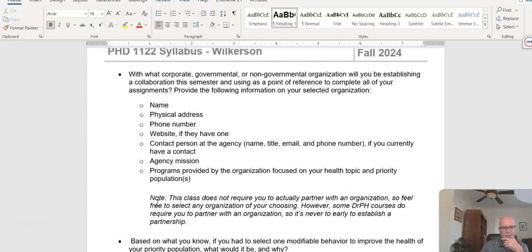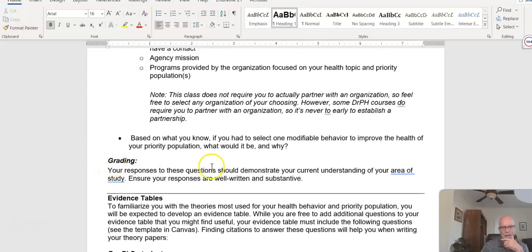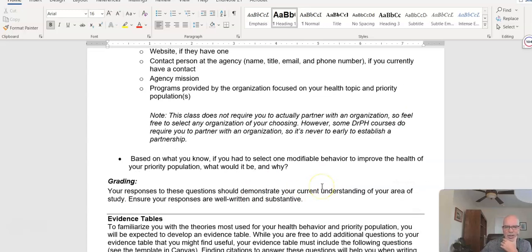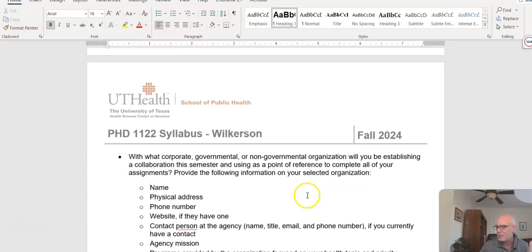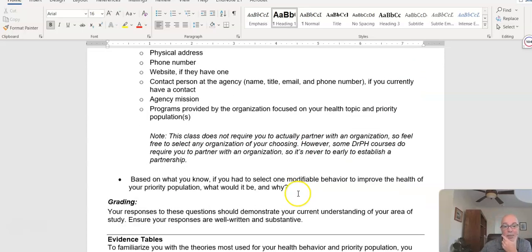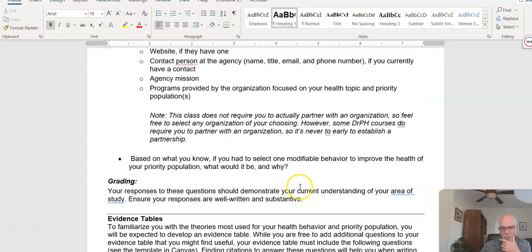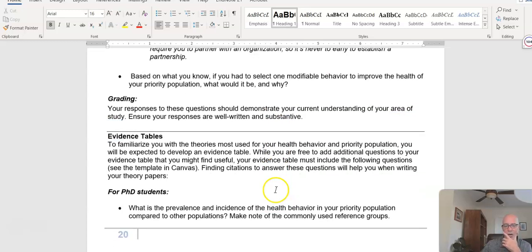You'll notice after every assignment that I write, I always have how is this going to be graded, right? So my grading is a little bit vague here. Your response to these questions to demonstrate your current understanding of your area of study. Ensure your responses are well written and substantive, right? This is a 1-point assignment. So basically, everyone gets full credit if they answer all the questions. Just being really transparent, right? They might lose a half a point if they didn't answer a question. But that's kind of how I'm handling that.